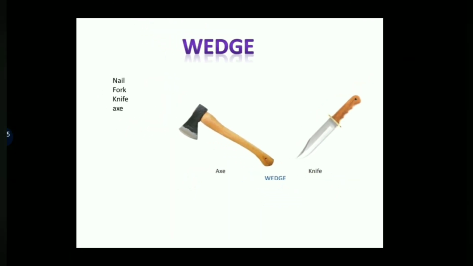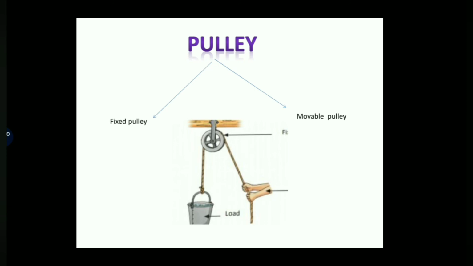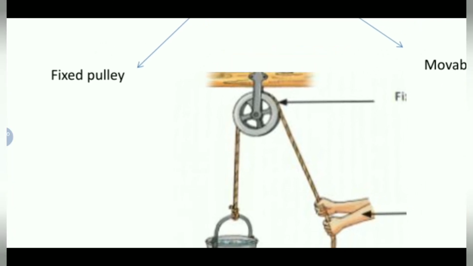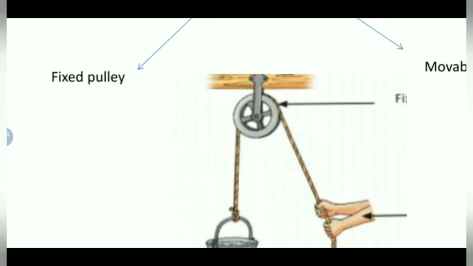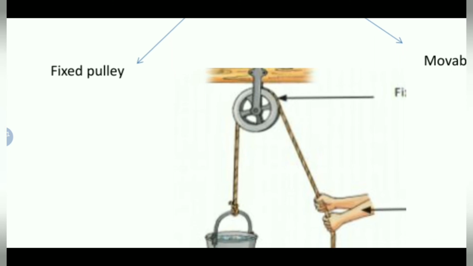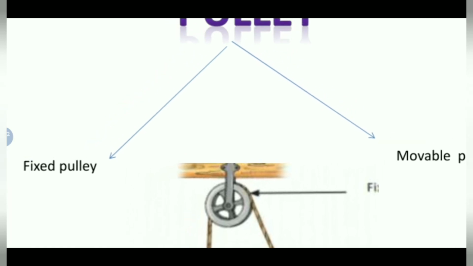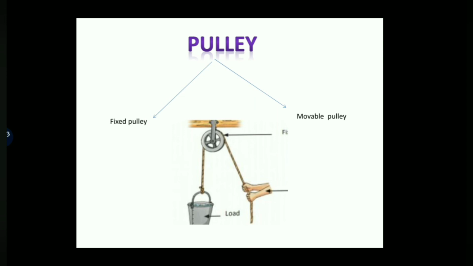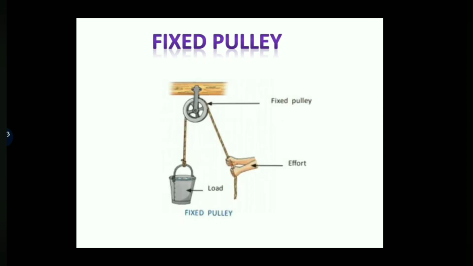Let's move on to the next one, that is pulley. Here this structure is a pulley. You can see a pulley is a wheel with a grooved rim so that a rope or chain can run around it. So you can see this wheel-like structure, it is actually a pulley. It changes the direction of force applied. It can be a fixed pulley or movable. So let's start with fixed pulley.